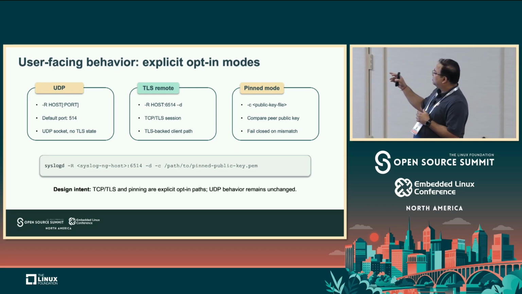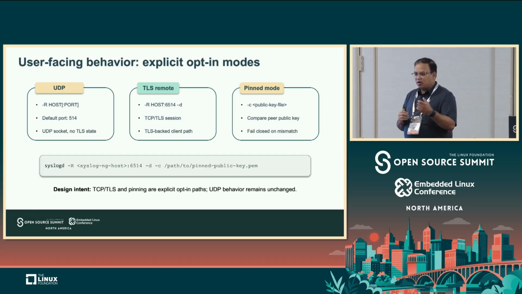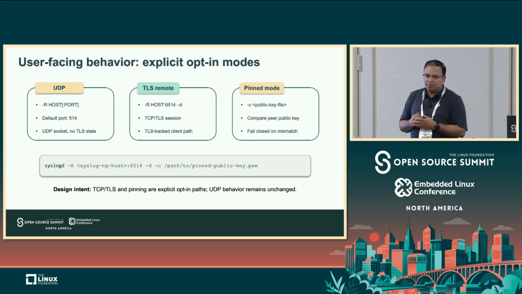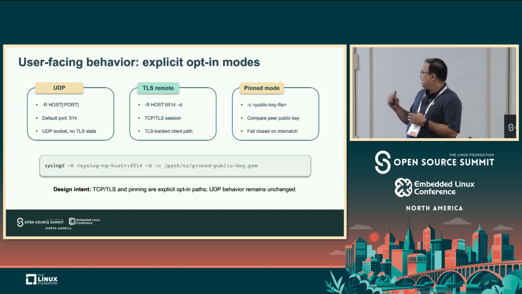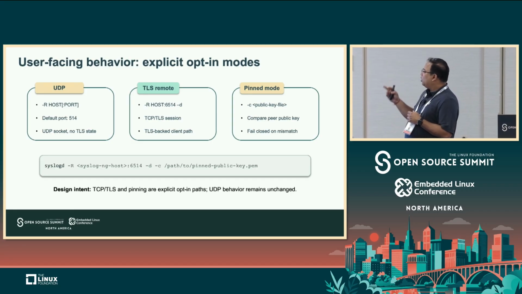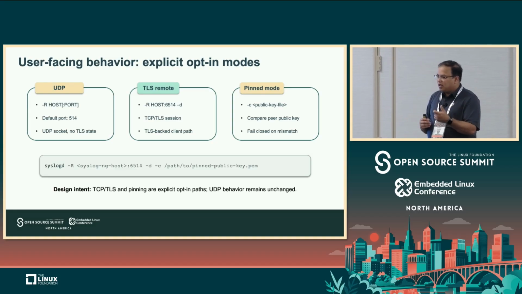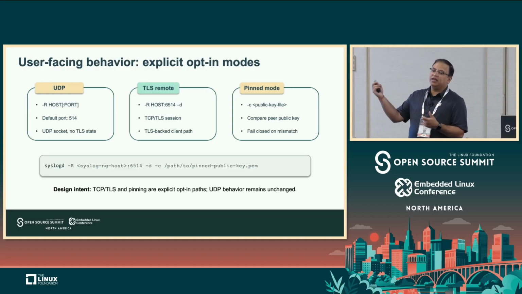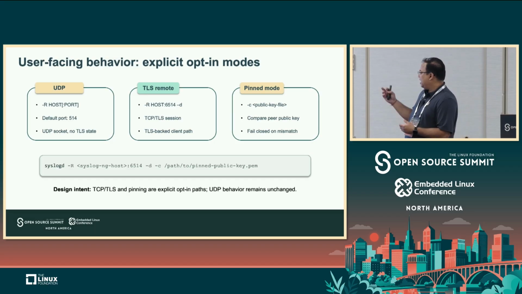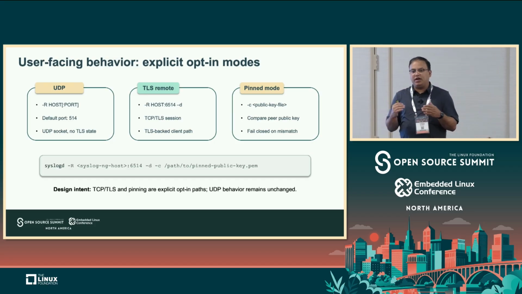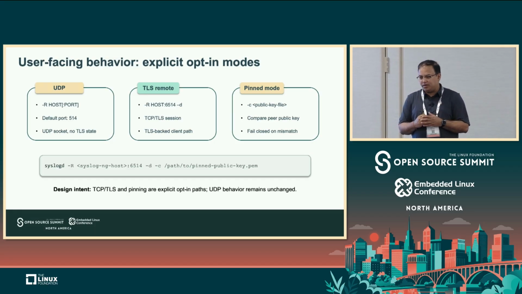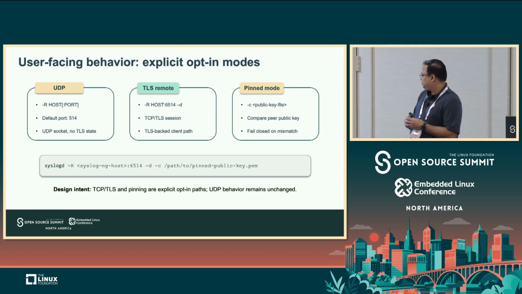For the pinning, there is a separate option in which you can specify the public key pin file path. The public key pin has to be present on the embedded device. And how it works, it compares the public key which you provided as part of the configuration with the public key received in the certificate. And if it matches, it continues. If it doesn't match, it fails there with a mismatch.